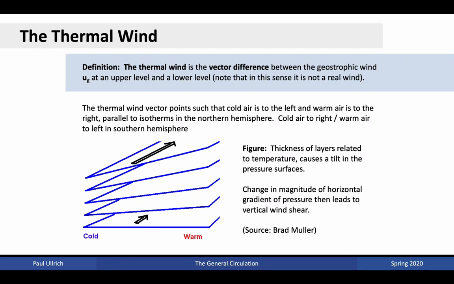The geostrophic wind vectors that are produced by this particular configuration are shown by the black arrows in this diagram. Note that because the tilt of these surfaces is larger at higher altitude, we end up with a stronger geostrophic wind.